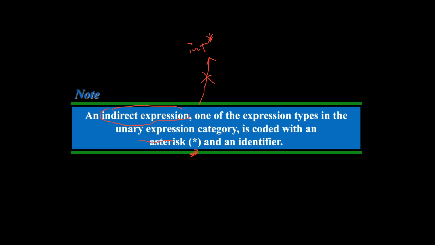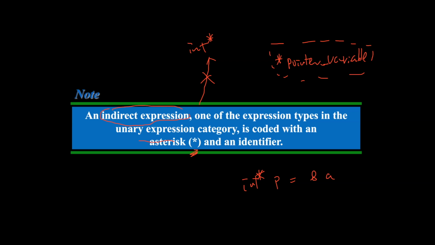Let's say this is an asterisk and this is a pointer variable. Usually we use p as a pointer variable. So the convention is this: if you have, let's say, an integer pointer p that points to the memory address of a, what is a? a is an integer, let's say 5. So at runtime, the memory address for a sits right here, and a has a value of 5 associated with it.